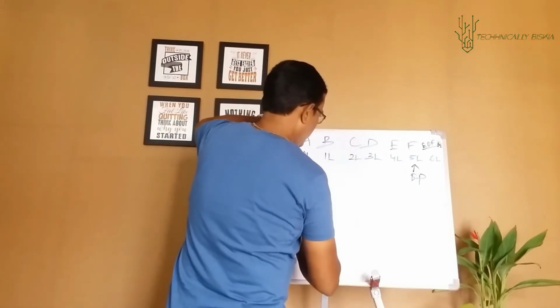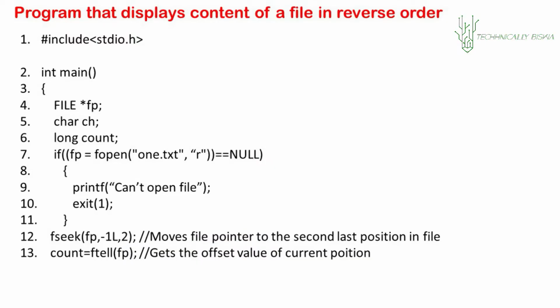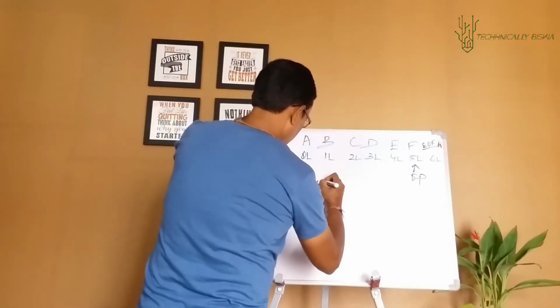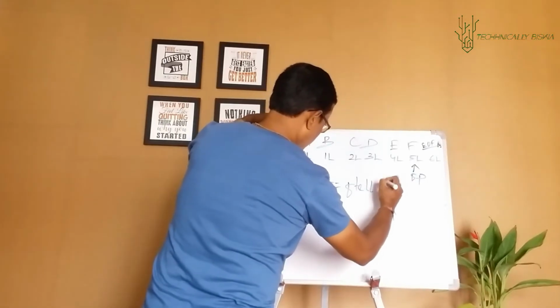Okay. Now look at the next line in that slide. Go back to the slide. Okay, here is the line. What is the next line? We have taken an integer variable count. Count is equal to ftell fp. Got it? What does that mean? Count is equal to ftell fp.